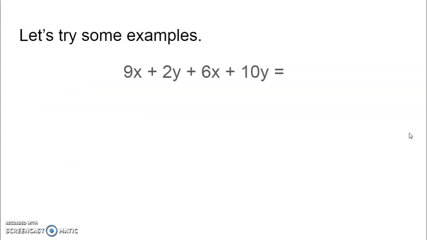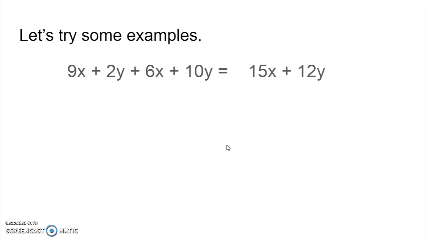All right, so let's try a few examples here. And you can see on your guided sheet, I want you to try these on your own, right? And then I want you to check them with the next slide. Pause if you need to. All right, so you can see in this case, the correct answer is 9x plus 2y plus 6x plus 10y equals 15x plus 12y. Right, we combined the 9x and the 6x because those are the same variable to the same power.